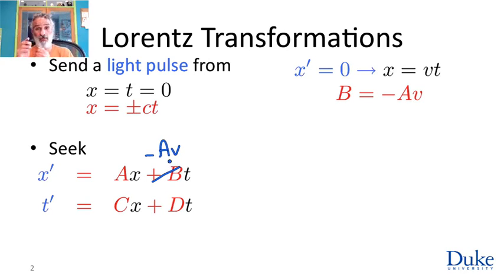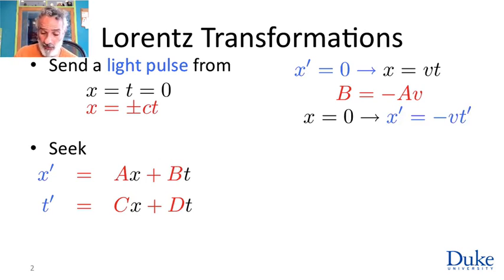Okay, what else do we know? Well, there's this relativity story. If the observer in black sees the observer in blue moving with speed v, then of course the observer in blue must see the observer in black moving with speed negative v. In other words, if you look at the position x equal to 0, then that moves relative to the blue system with a velocity negative v.